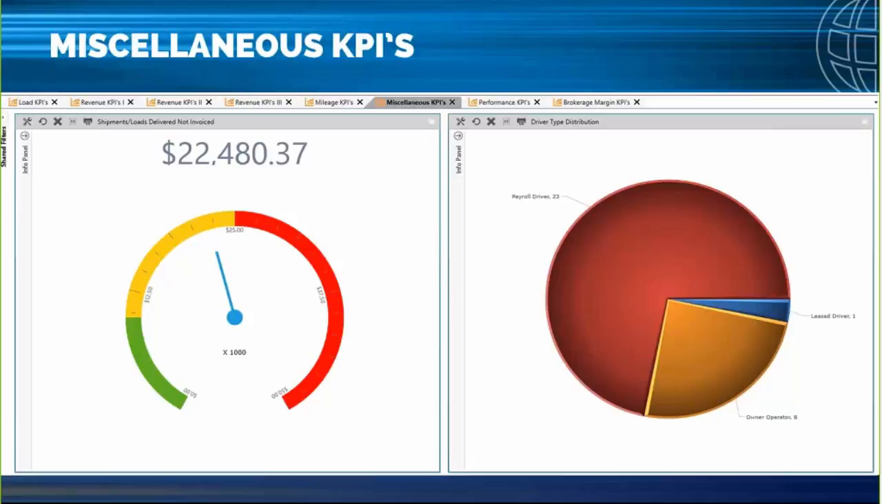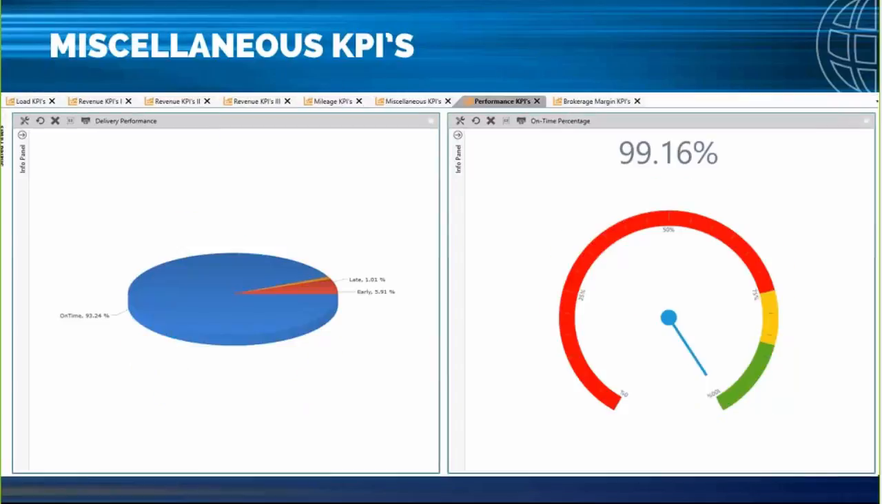Driver type distribution would be the one next to that. You know, what kind of drivers do you have? Lease drivers, owner-operators, payroll drivers. What's the distribution of those drivers? Performance KPIs, delivery performance. Are you delivering early, late, on time? And what is your on-time percentage?